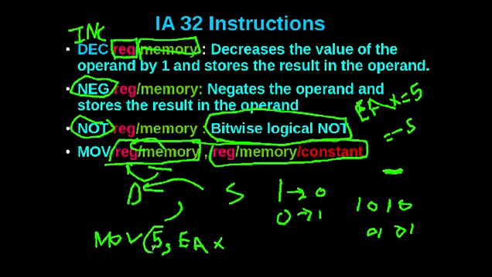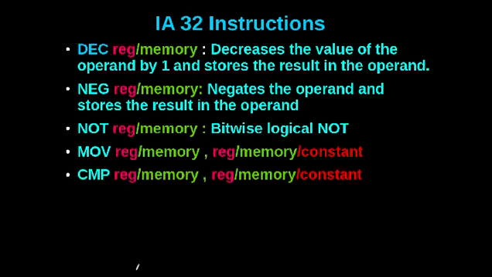Because what? 5 is not saved any place. It's just an immediate value. So when I move the register to it, where is it going to be saved? It's not saved. If I save it, it's a memory location or a register.